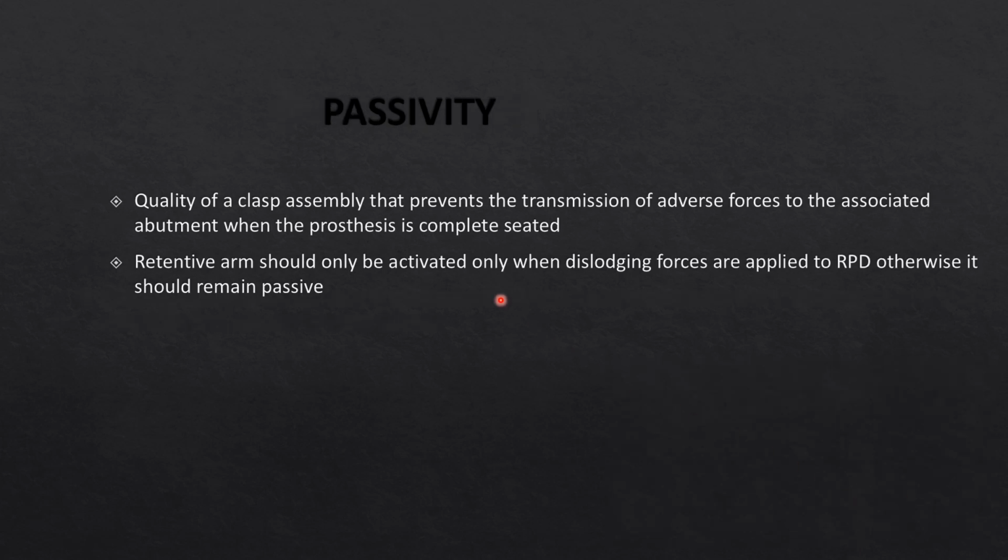Next is the passivity. Passivity is the quality of the clasp assembly that prevents the transmission of adverse forces to the abutment teeth when the prosthesis is completely seated.